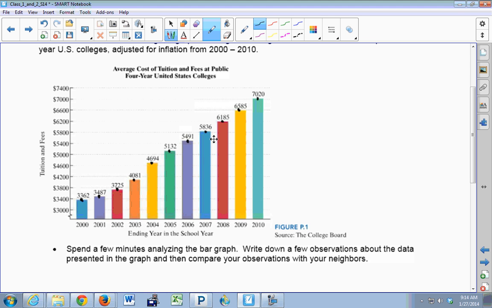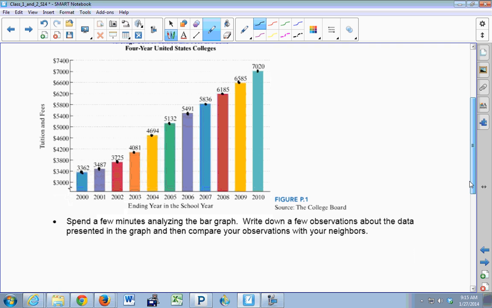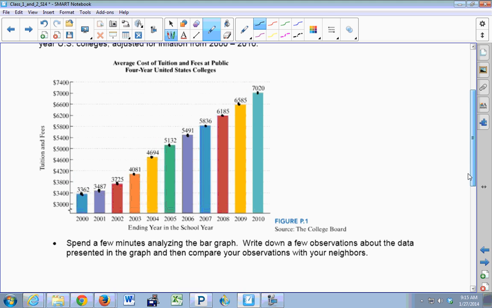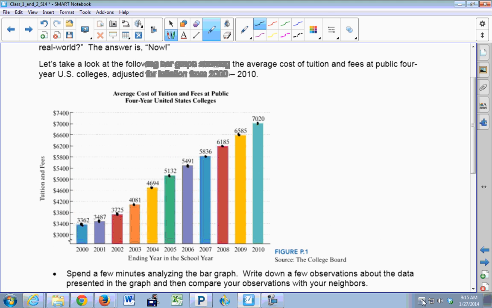Okay, so you have a good sense of what this graph is telling you. So what I want you to do is spend a few minutes. I'm going to give you like 2 minutes. I want you to look over this bar graph and write down any observations about the data that you notice, write down 1 or 2 things, and then compare them with your table mates, okay? And then you can just see what you come up with. So do it on your own and then we'll talk about it.